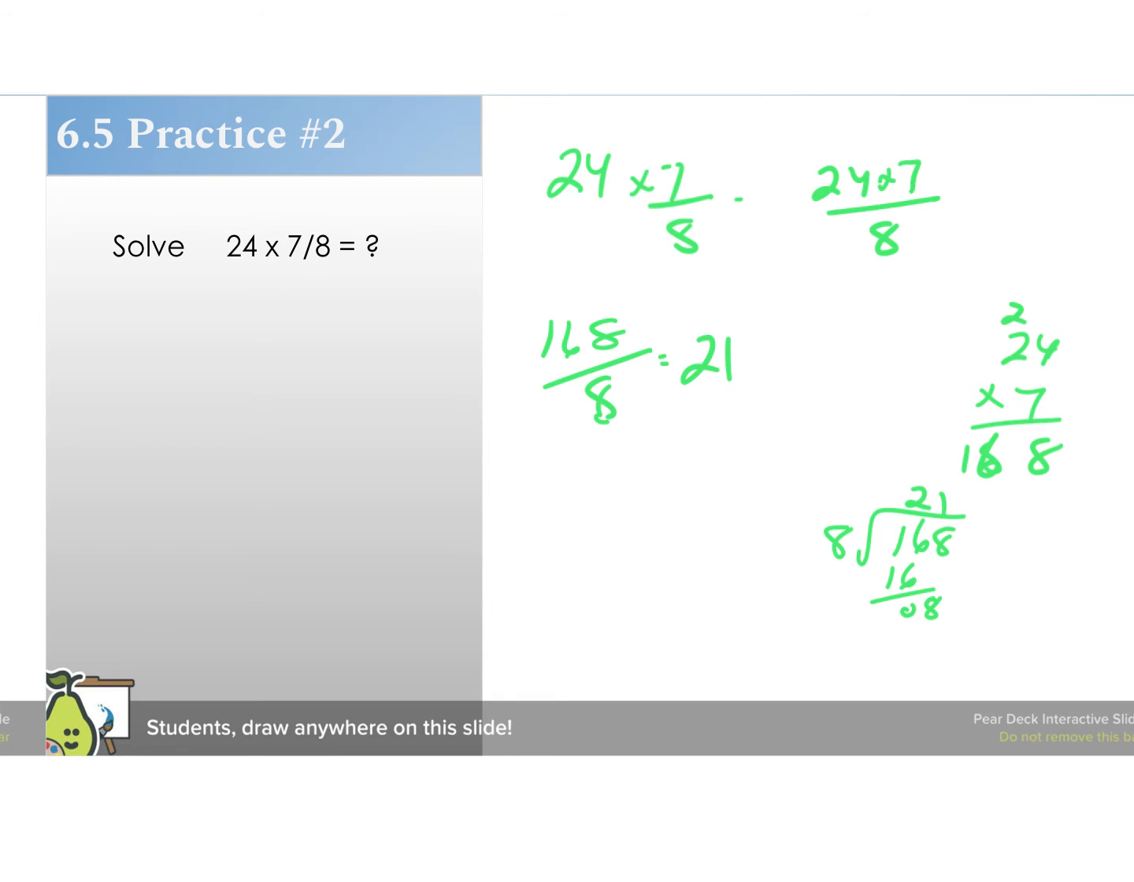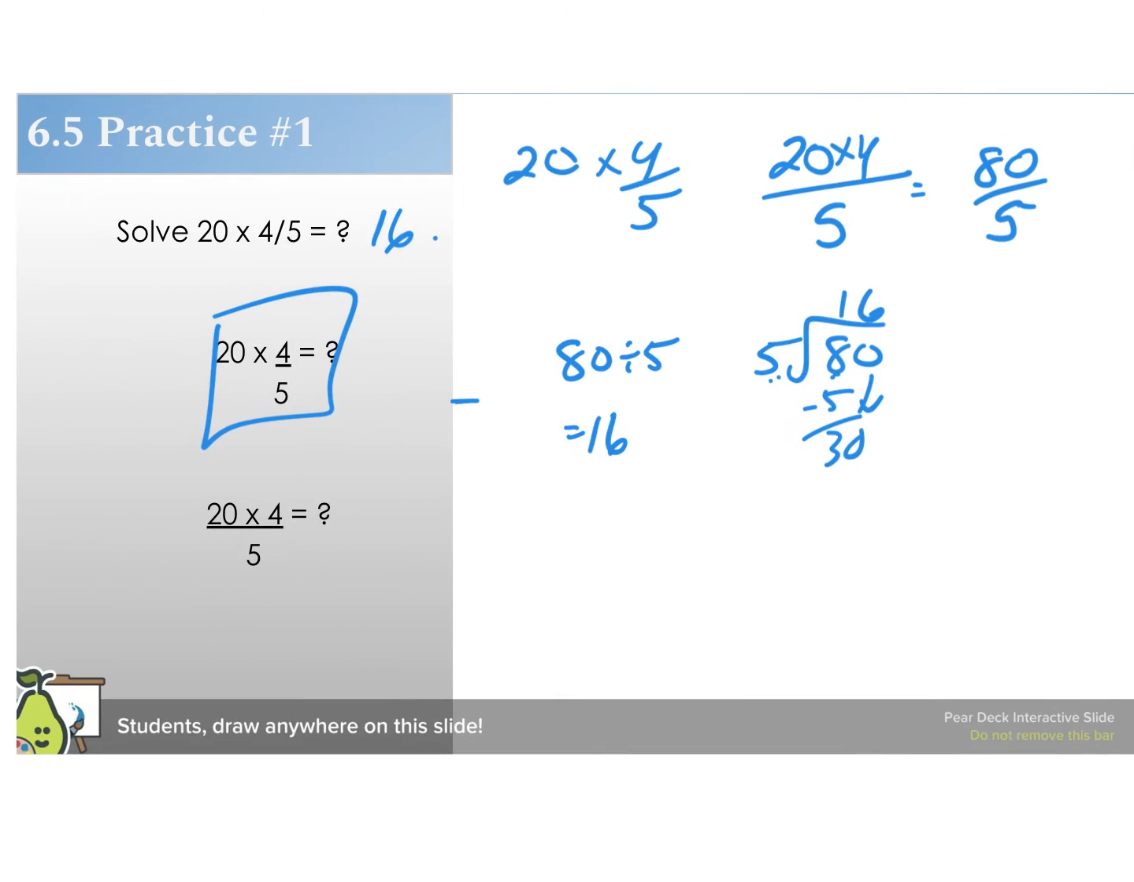Now, there is a slightly simpler way. 24 times 7 divided by 8. I'm going to divide 24 by 8. 8 divided by 8 is equal to 1. 24 divided by 8 is 3. So then I just have 3 times 7 over 1, which is equal to 21. When you learn to kind of cross these out first, then it ends up being a little bit simpler.